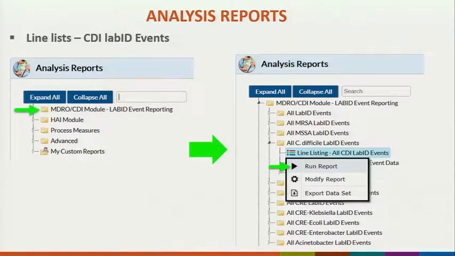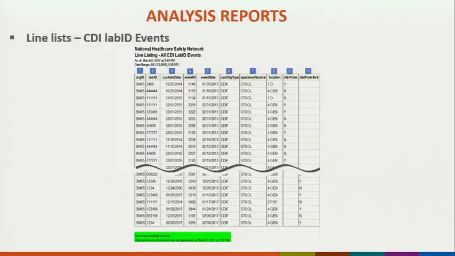The next line list that I'll discuss is for CDI events. To access that report, we'll return to the analysis menu, click on MDRO, and go down the list to click on all CD Facil Lab ID events, and we'll run that report. As in the previous line list, I've labeled the columns from 1 to 10. The line list has the same information as the previous one for all lab ID events, but here, column 6, the specific org type, only lists C. difficile, since we're looking at all CDI lab ID events.